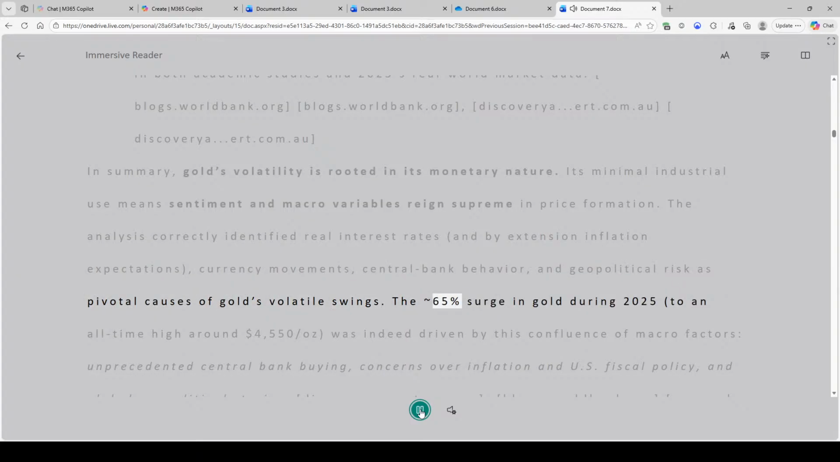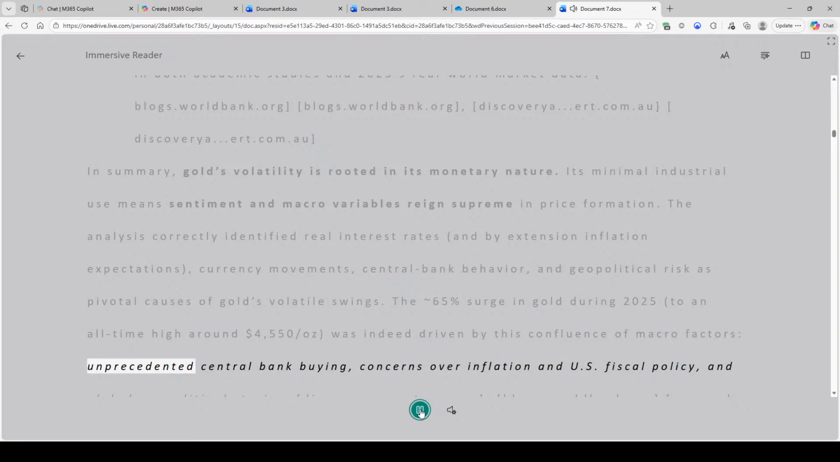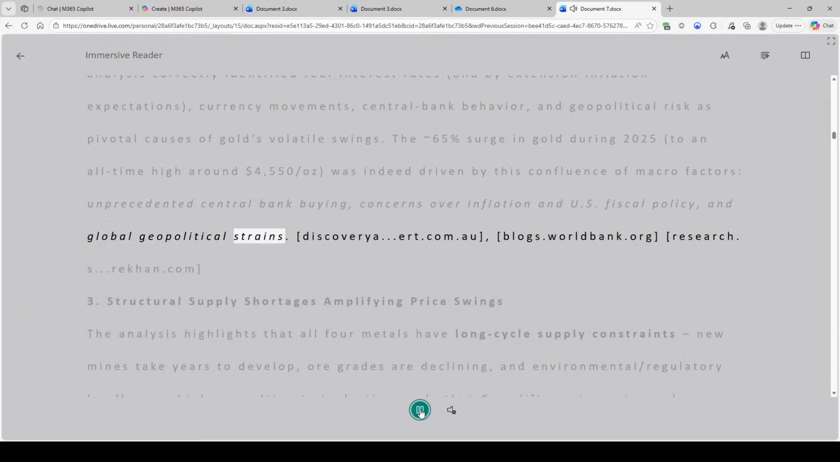The 65% surge in gold during 2025, to an all-time high around $4,550 per oz, was indeed driven by this confluence of macro factors: unprecedented central bank buying, concerns over inflation and U.S. fiscal policy, and global geopolitical strains.